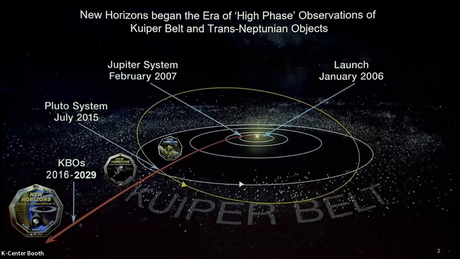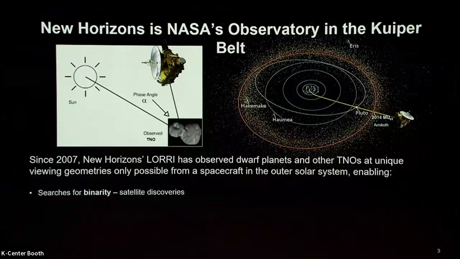So New Horizons entered this era of high phase observations of Kuiper Belt objects not long after it launched. The very first observations of dwarf planets were in October of 2007. So that started the ball rolling, and we've been looking at other Kuiper Belt objects since then through every phase of the mission: the prime mission, the first extended, and the second mission extension.